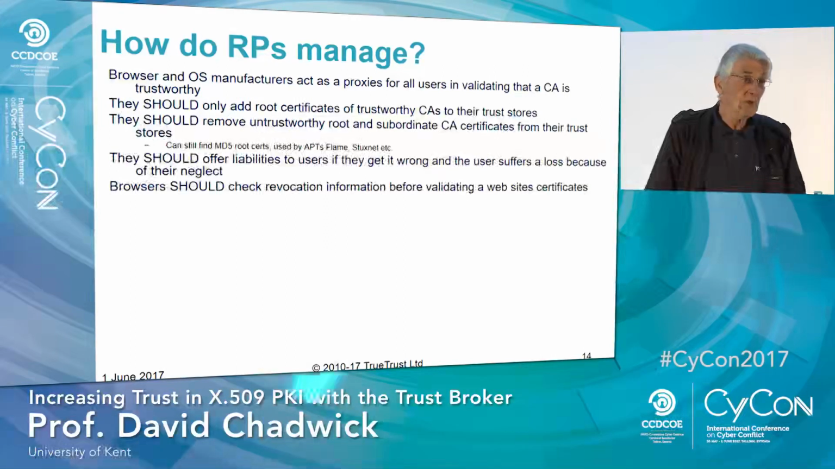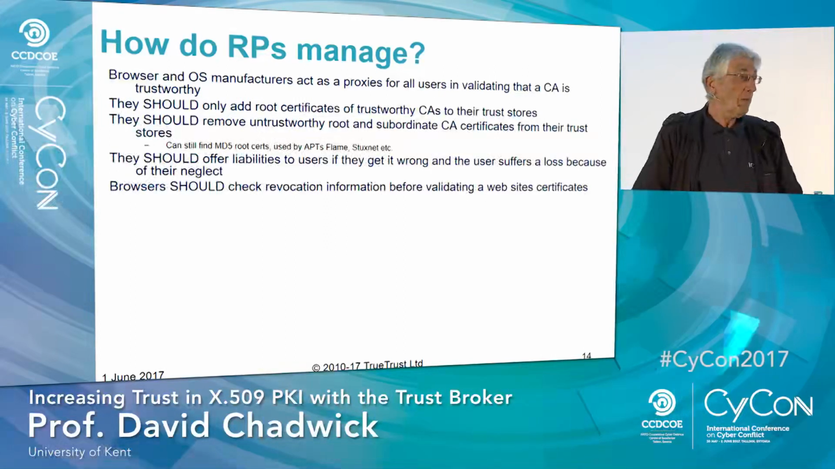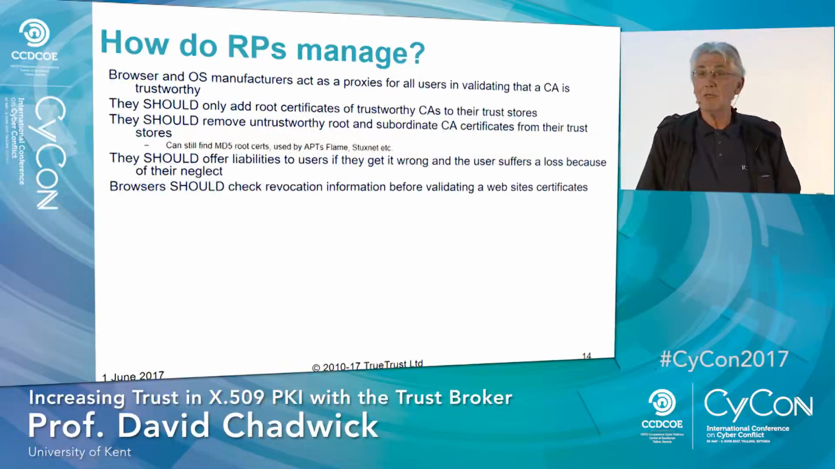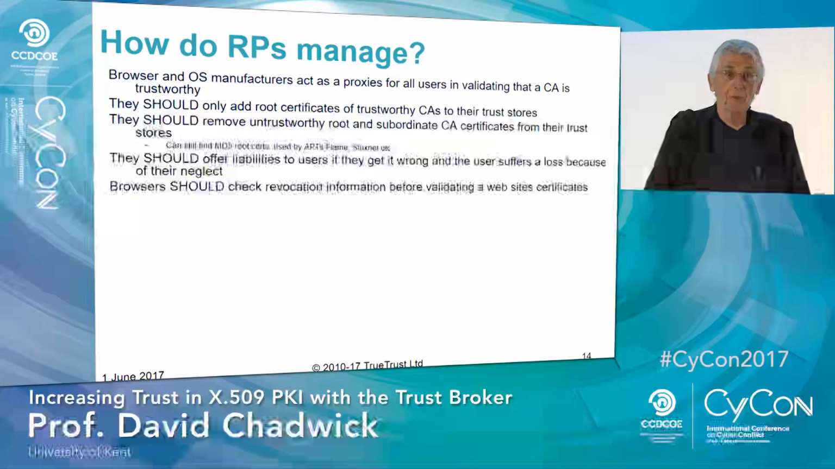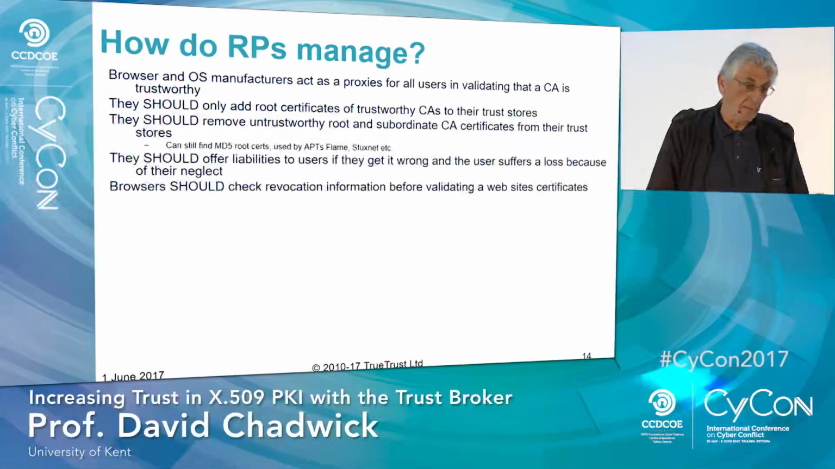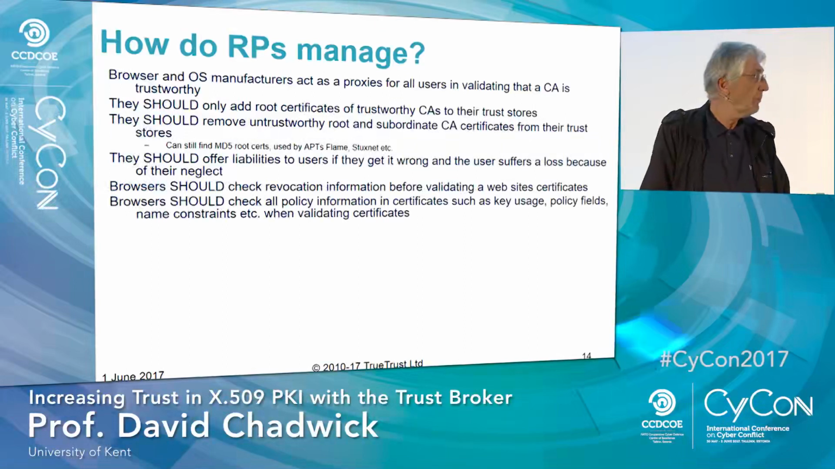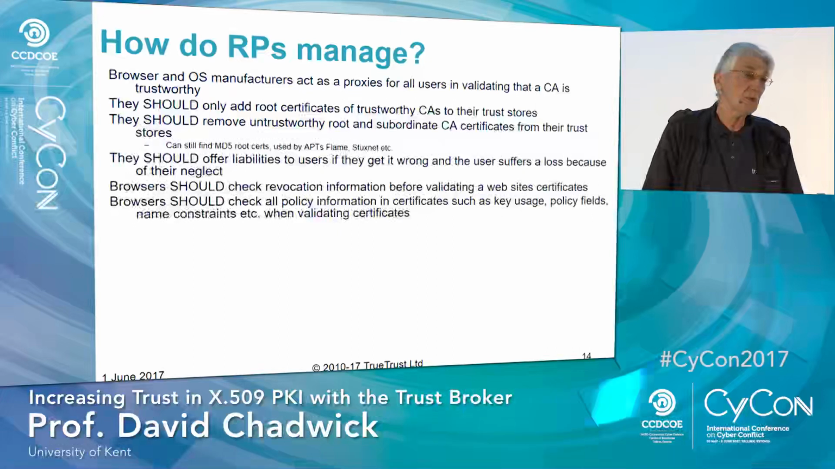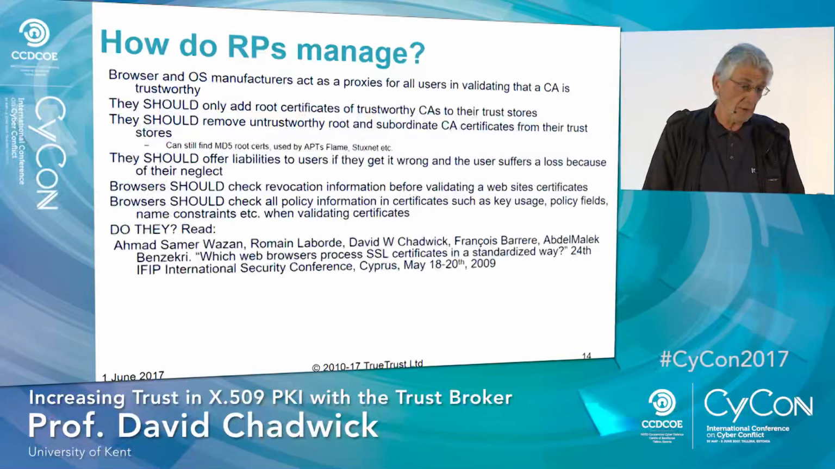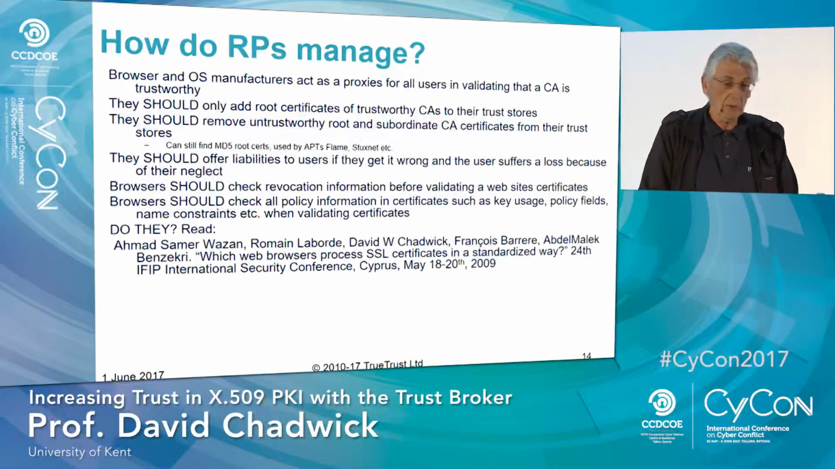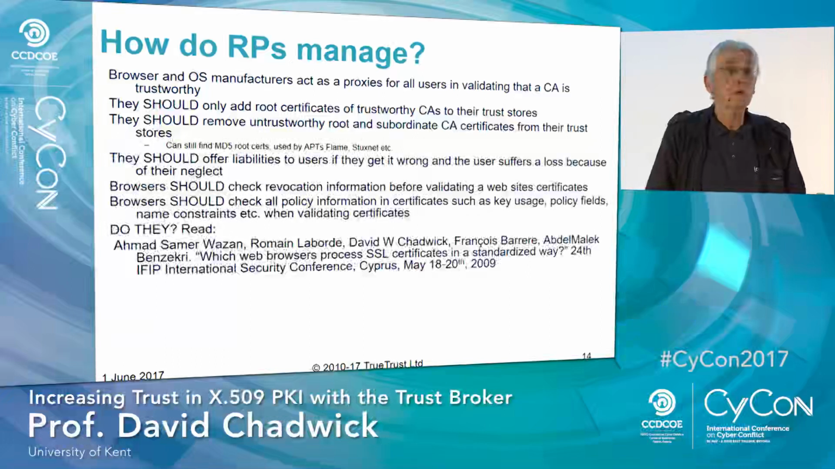But actually, Google make a thing about how they don't check revocation information. They state publicly now that in Chrome, they do not do revocation checking, which is quite an amazing thing to admit to. They should check all the policy information in certificates, that the certificates have been used for what the key usage says it should be used for, etc. They don't do it. So we had a paper that was published about 8 years ago, which looked at this and found they didn't go according to plan.